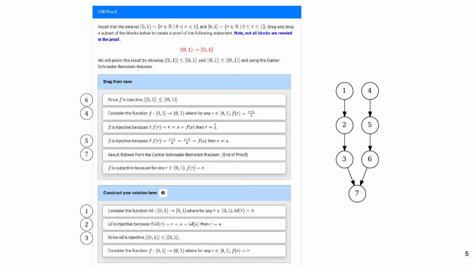So the autograder will recognize any topological sort of these lines of the proof as some correct solution to the proof and give the student full credit for that proof.